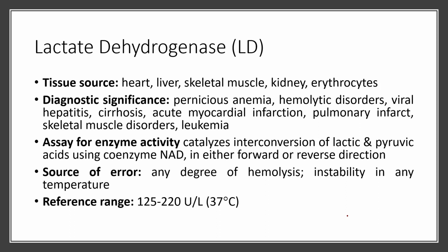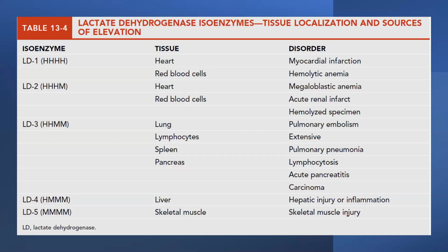Now, as you said, sir, it has 5 isoenzymes: LD1, LD2, LD3, LD4, LD5. Lactate dehydrogenase can be written as LD1, LD2, or LDH1, LDH2, LDH3, and so on. Okay? LD1, what is its tissue origin? Heart, red cells.